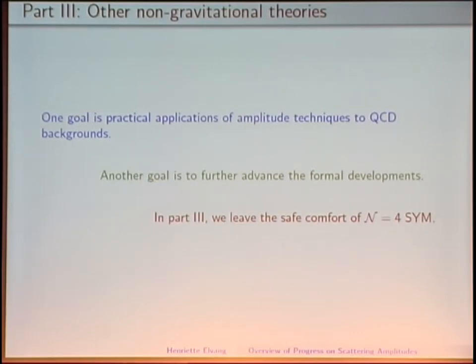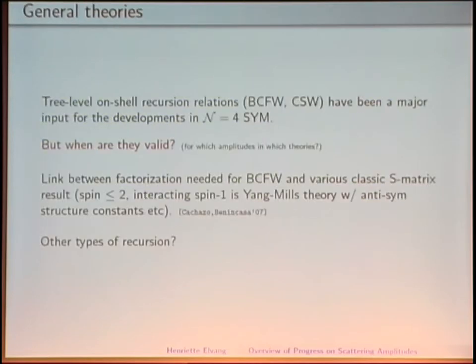Okay. So I'm going to go now from the N=4 theory to more general theories. And one of the things I'll focus on here are the tree-level recursion relations. So we saw how powerful they were and how much the work in N=4 Super-Yang-Mills was based on the tree-level recursion relations. But the question is now, if we go to more general theories, when are these recursion relations valid?